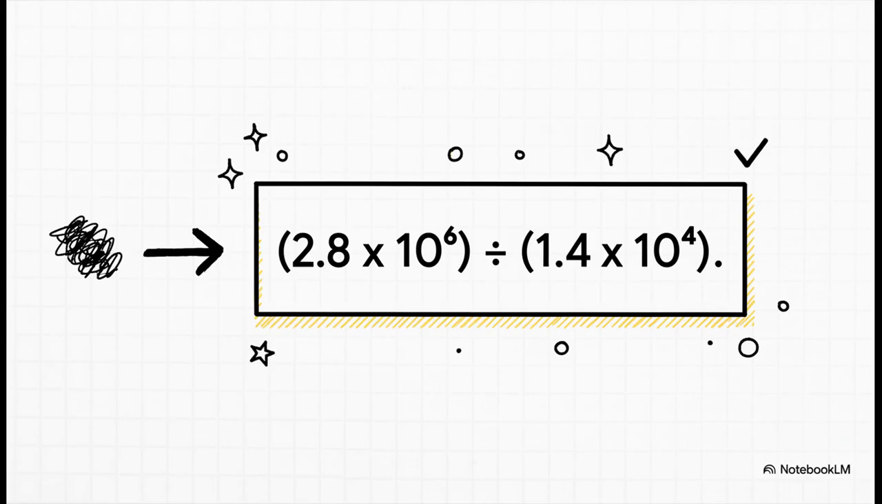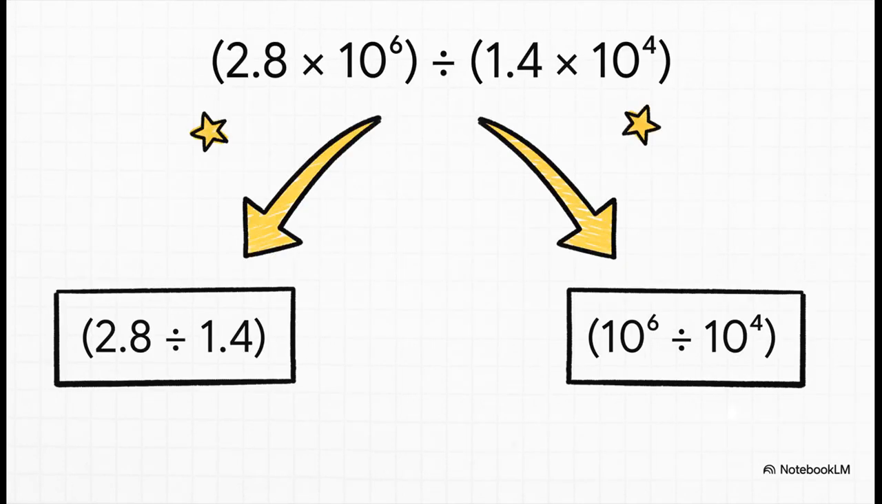But now let's convert it to standard form. That messy problem turns into this. Instantly, it just looks cleaner, doesn't it? It's so much less intimidating. And here's the magic. We can just split this problem into 2 easy chunks. First, we deal with the numbers, 2.8 divided by 1.4. Then we deal with the powers, 10 to the 6th divided by 10 to the 4.